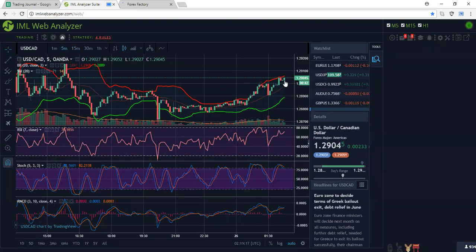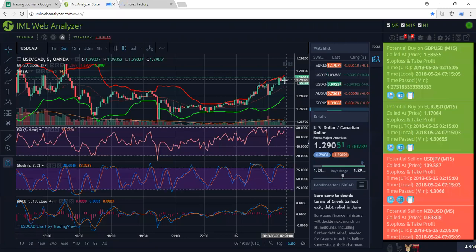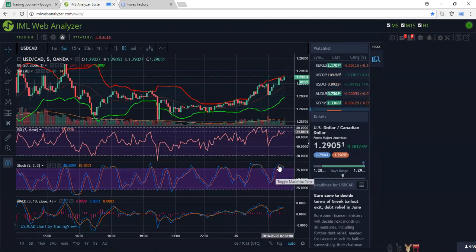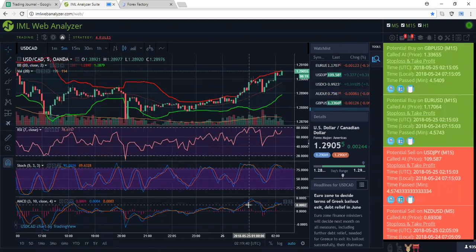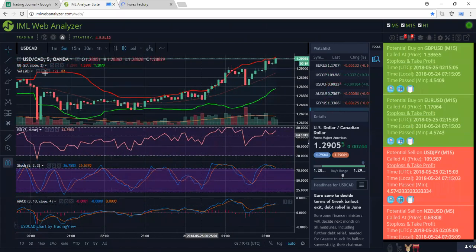As you can see where price is right now, we have a green candle. We need this green candle to close outside of the Bollinger Band. I want this RSI to come up to 80, preferably. It can go to 70, but preferably I want it to come to 80 and cross down. This is how you want the stochastic for a sell. So that's nice. MACD is not quite there yet. So as you can see, all you're doing is going through and finding the 4 rules.